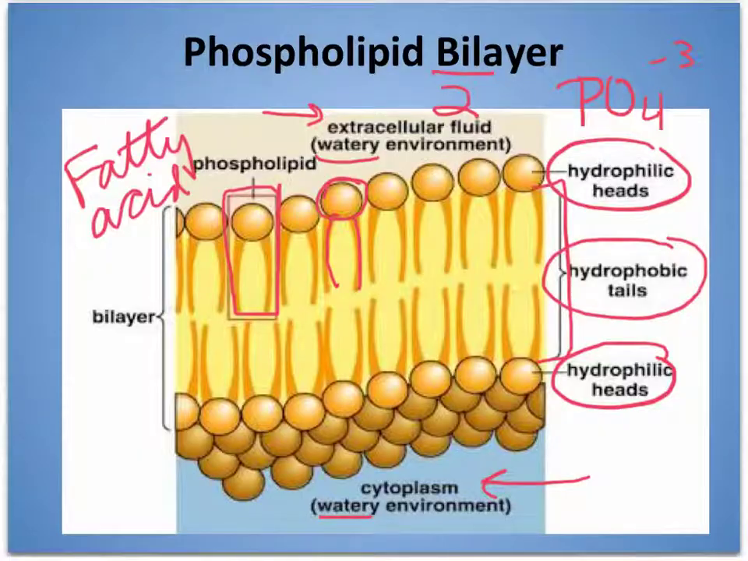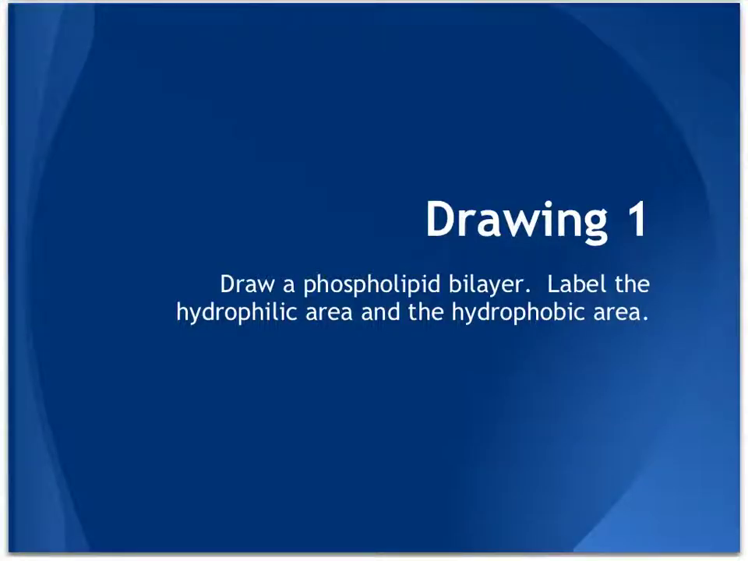So, in the space that says drawing 1, I'd like you to draw a phospholipid bilayer. Do your best to draw the phospholipid bilayer without actually looking at the picture. Try to do it from memory. I also want you to label the hydrophilic area on the bilayer and the hydrophobic area. Please pause and start drawing.